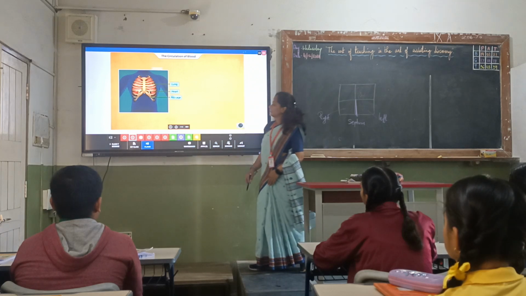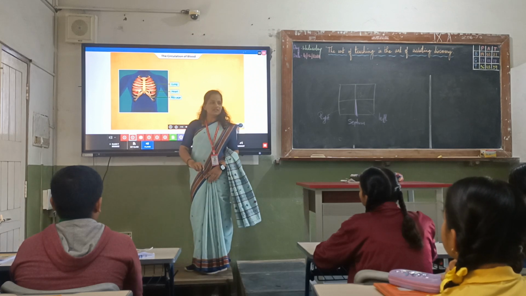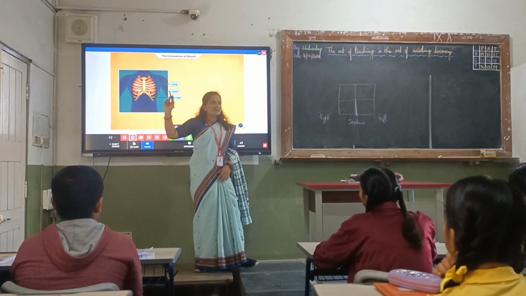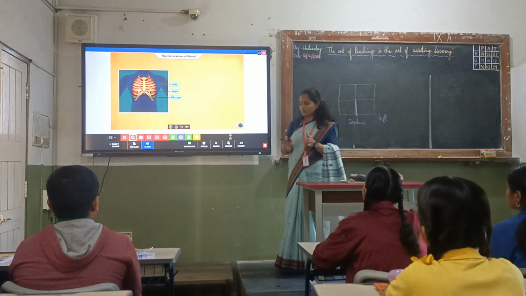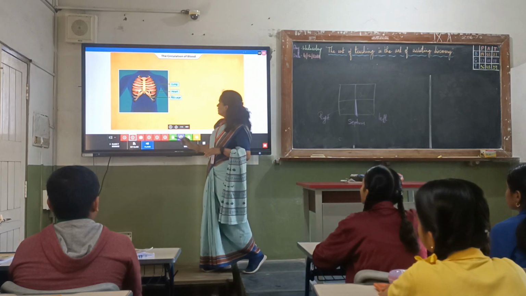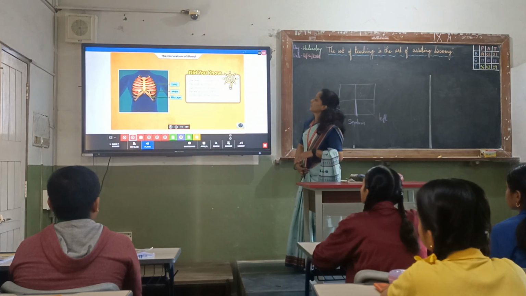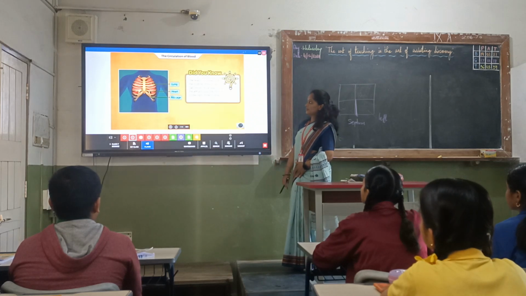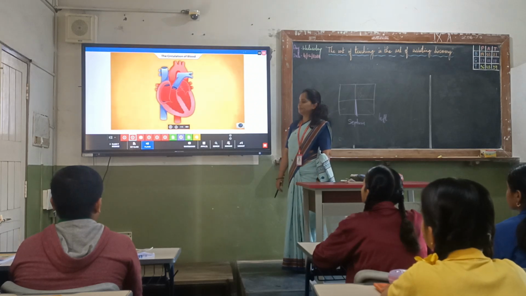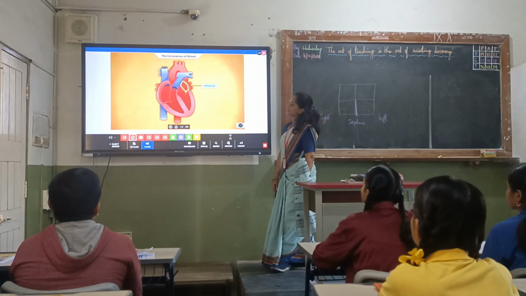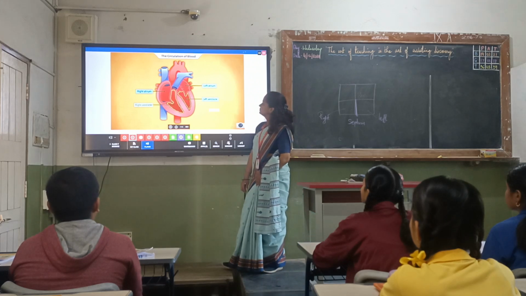Here you can see the two lungs, between them the heart is situated and it is protected by the rib cage from external force. So the rib cage protects the heart. The heart is not exactly at the middle of the body. 2/3 of the heart is to the left and only 1/3 to the right. The human heart has 4 chambers: the left atrium, the right atrium, the left ventricle, and the right ventricle.